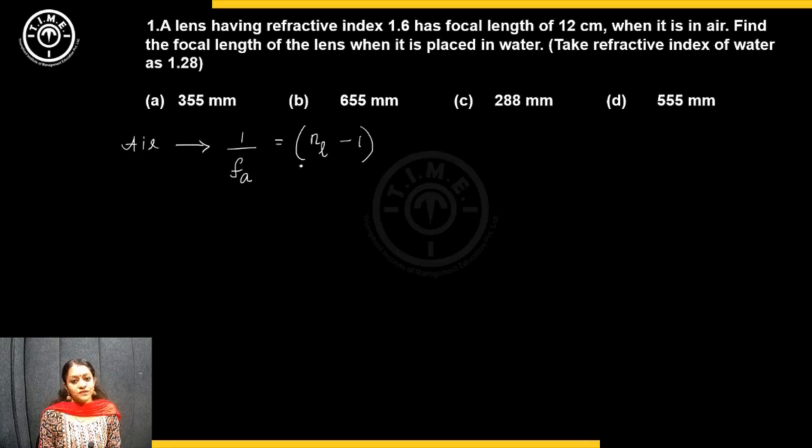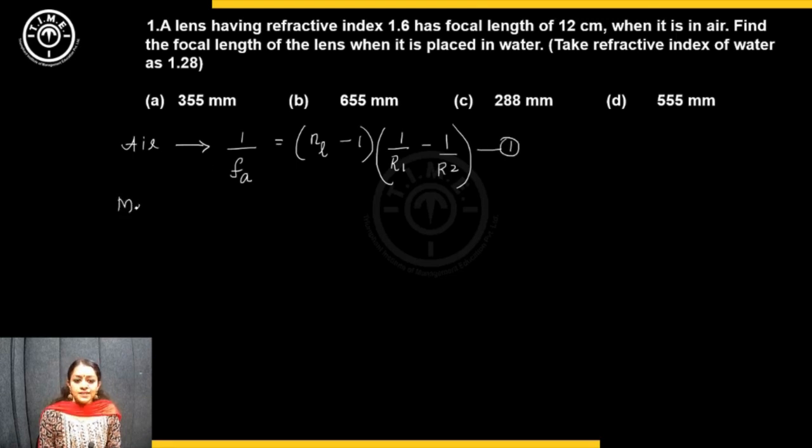We know the refractive index of air is 1. So, Nm will be equal to 1. So, 1/Fa = (NL - 1)(1/R1 - 1/R2). This is the equation to find the focal length of the lens when it is kept in air. We can mark it as equation number 1.